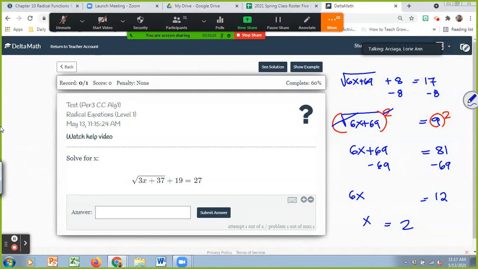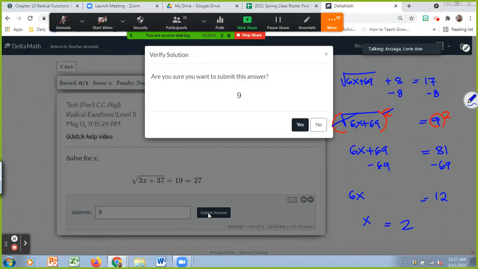Okay. 9. Emily said 9. Did everybody else get 9? What other answers did you guys get? Okay, I'm gonna try the 9. Although, yeah, let's try.